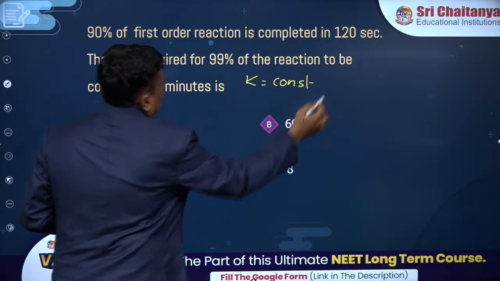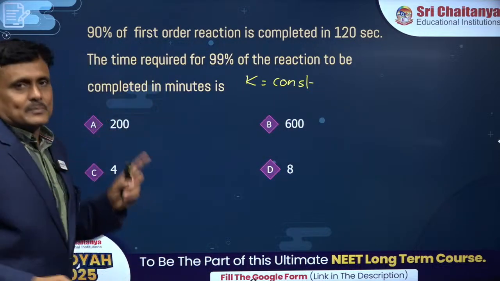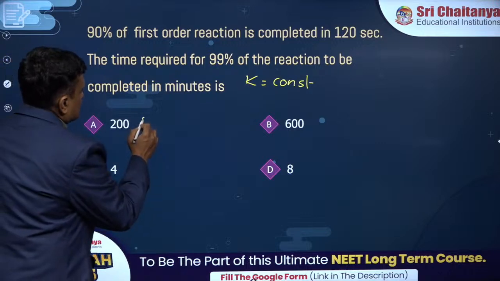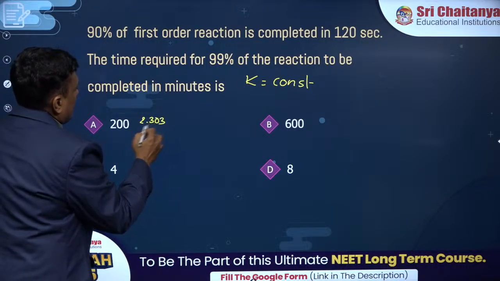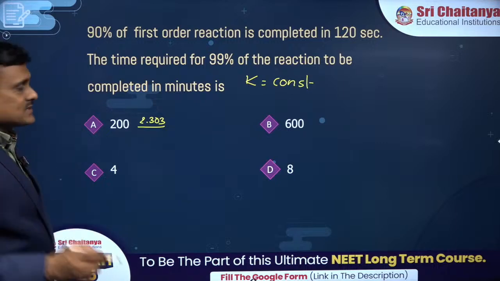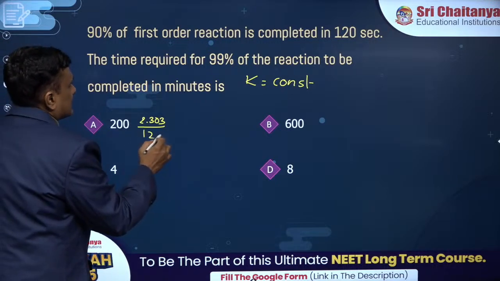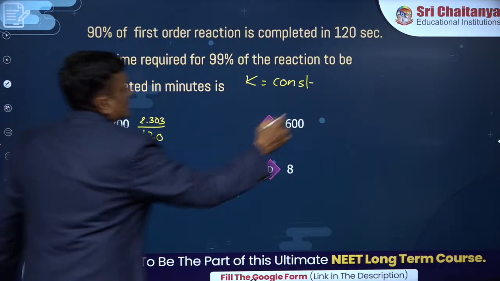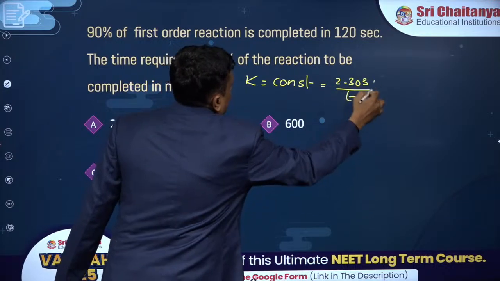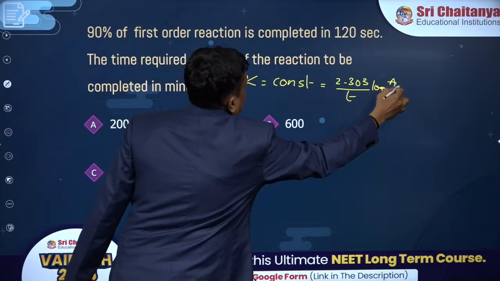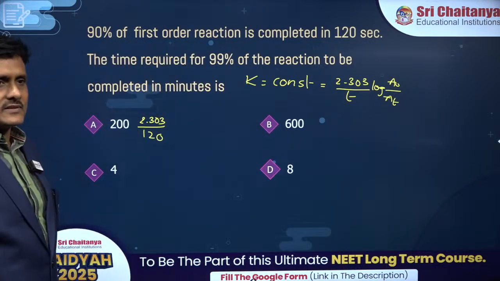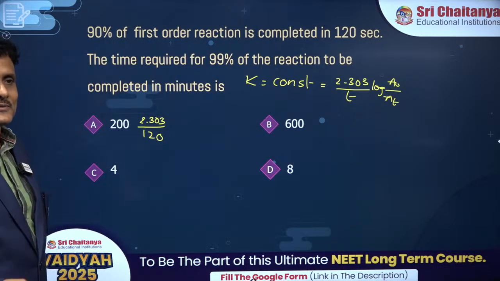So let me take the scenario where we are comparing the K for 90% and 99%. K is equal to what? 2.303 by T. Time required for 90% of the completion is given as 120 seconds. You know K is equal to, what is the formula? 2.303 by T log initial concentration upon final concentration. These values you are trying to substitute, isn't it?